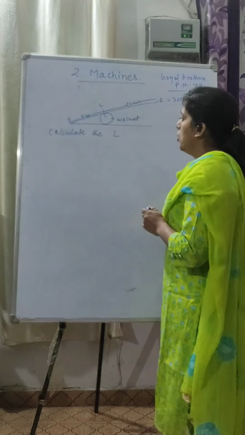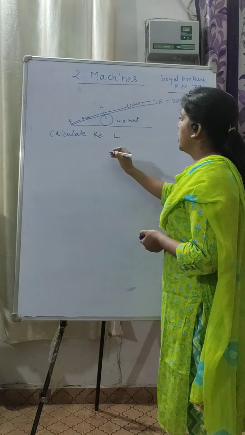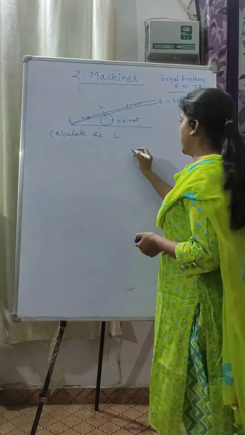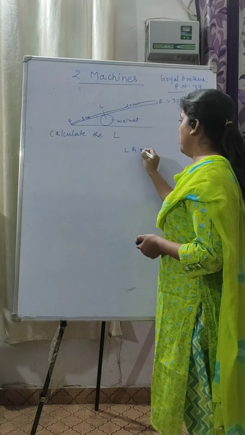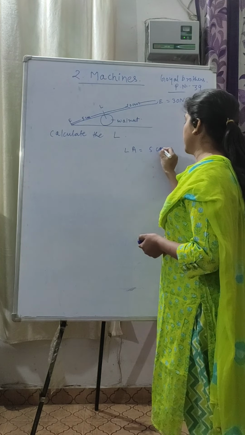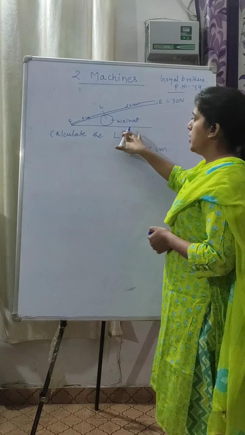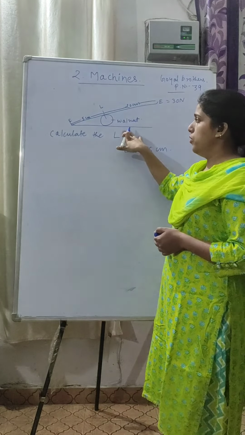Okay, so the first thing we can write is the load arm. The load arm is 5 centimeter. And it is an example of a second class of lever.